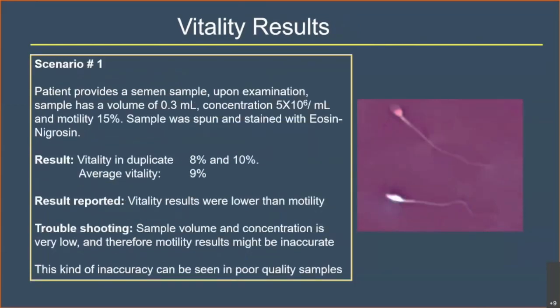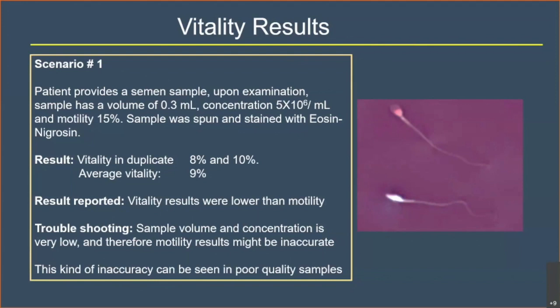Here I want to illustrate a scenario. In this case, a patient provides a semen sample, and upon examination, it is noted that the volume of the sample is very low, 0.3 ml, and it also has a very low concentration, or oligospermic sample. The motility observed is 15%.